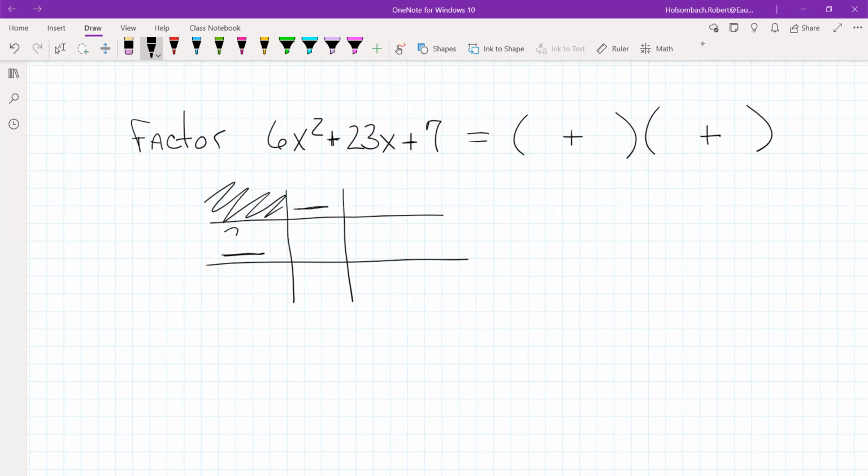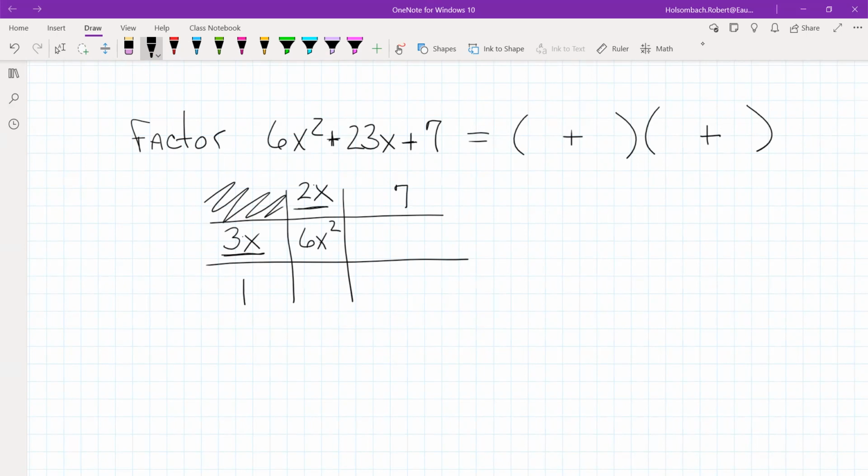So I'm going to go with 3x and 2x. All right. So watch. 2x times 3x equals 6x squared. So we're on the right path. The next factors I'm looking for are factors of 7. And there's only two factors of 7, right? 1 and 7. So watch. I'm going to put the 7 here. And I'm going to put the 1 here.